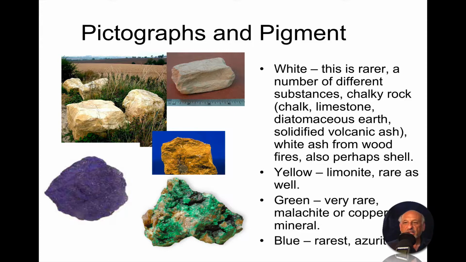Limonite, the yellow, is rare, but also used in certain paintings. Green is very rare, and it's used as a malachite or copper-rich mineral. Also, celadonite is used as a volcanic to produce green. And the rarest of the rare is blue, which is usually an azurite or some sort of a copper mineral as well.